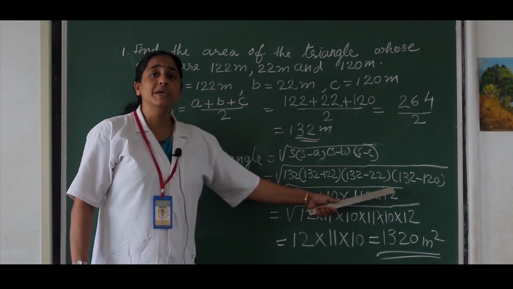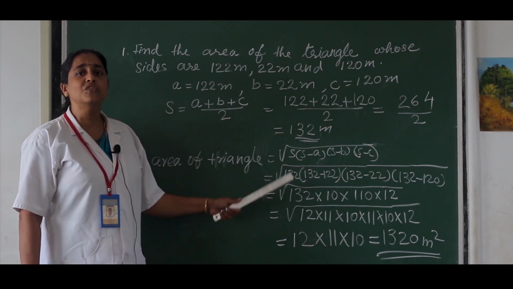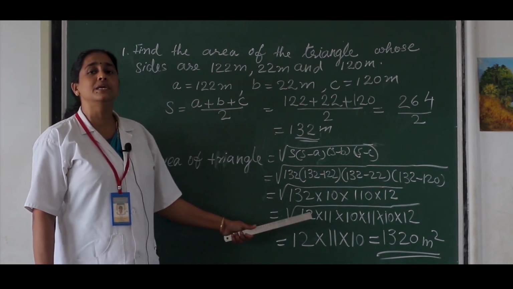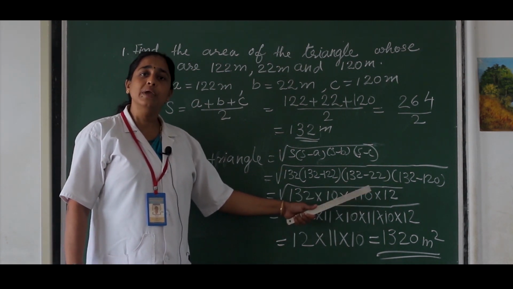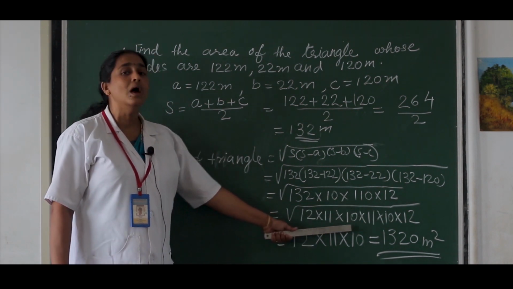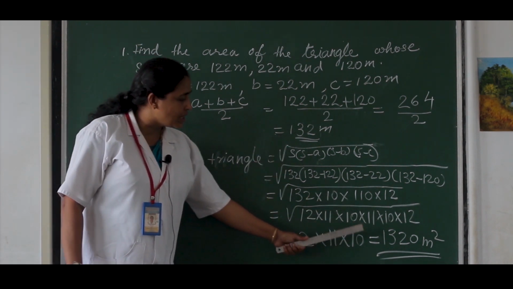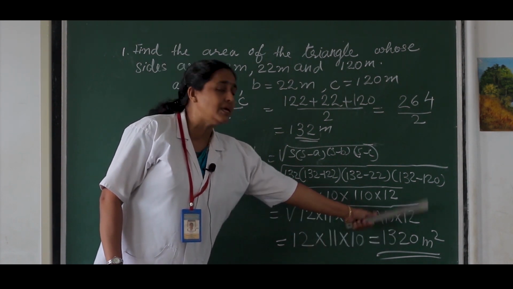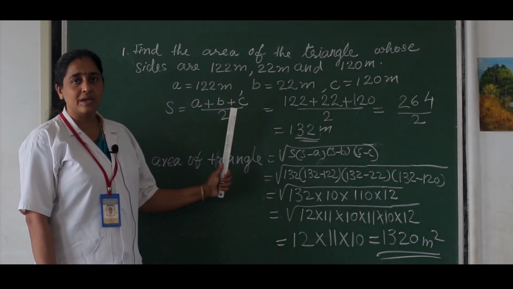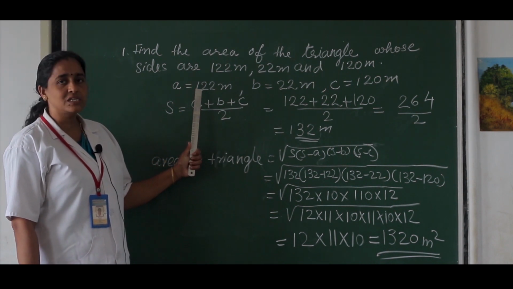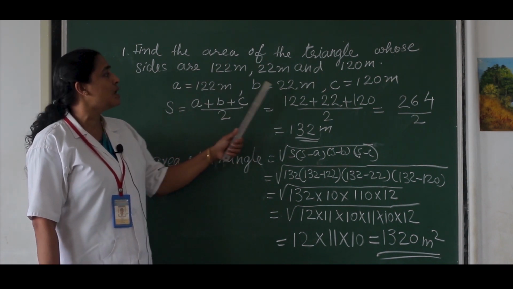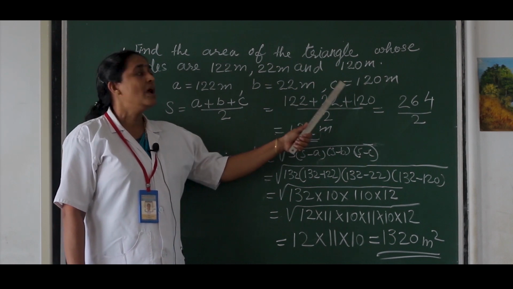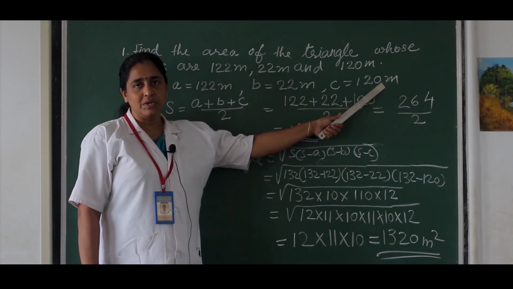Instead of multiplying these big numbers, we have to factorize and make pairs, and from each pair we can take one outside. So we got the area of the triangle as 1320 meter square. Once again, here is the information: A equal to 122 meter, B equal to 22 meter and C equal to 120 meter.